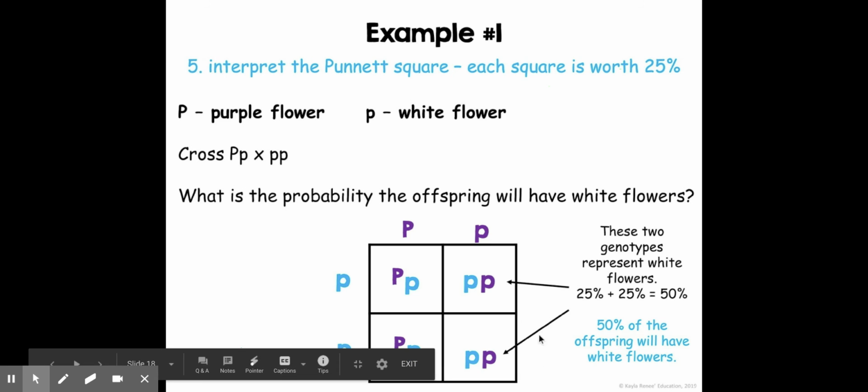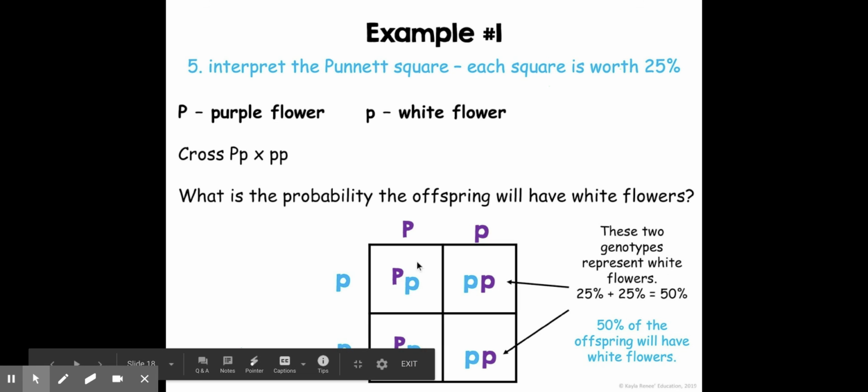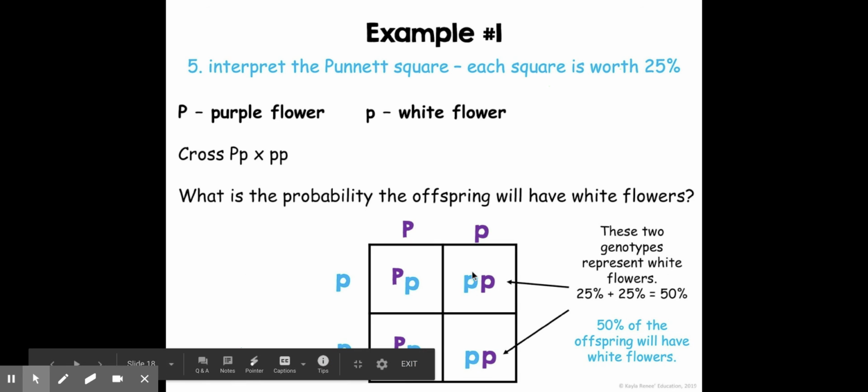So now we can interpret this. Remember, each box is worth 25%. And if we have a capital letter, it's going to have a phenotype of the dominant trait. So in this case, a purple flower. So these two genotypes are going to represent a homozygous recessive, or white flowers. So there is a 50% chance, because I have 25 plus 25, 50% chance that the offspring will have white flowers.